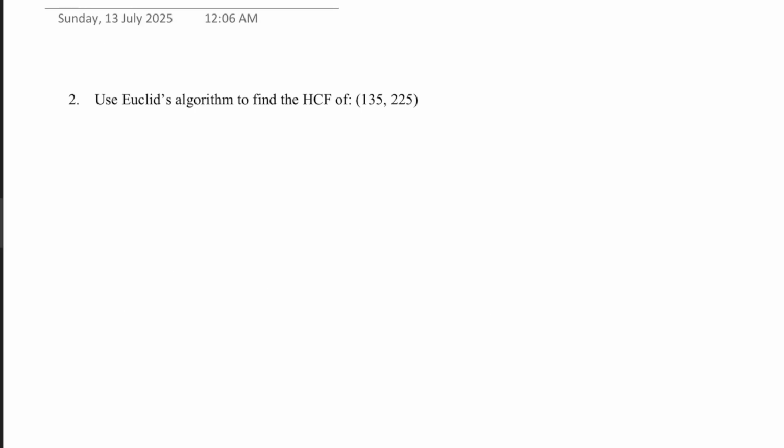Next question: find the HCF of these two values using Euclid's algorithm. So let's again try to find. Step 1: always divide the bigger number by the smaller number. Step 1, 225 is written as 135 multiply 1 plus 90.